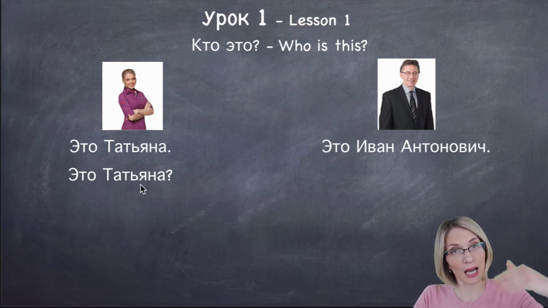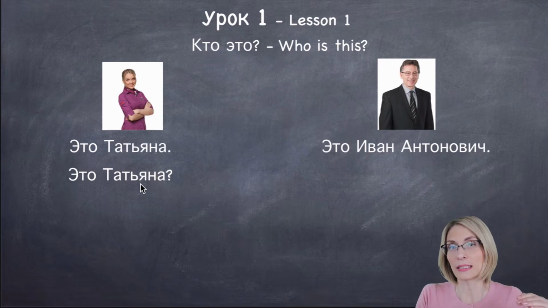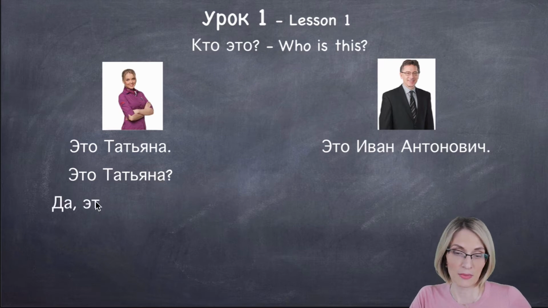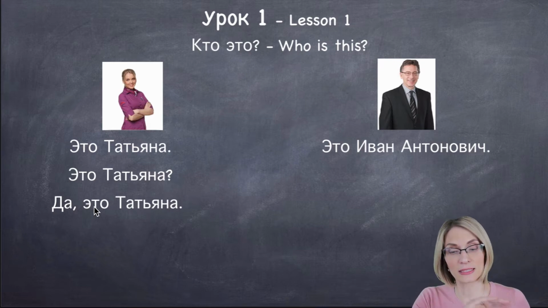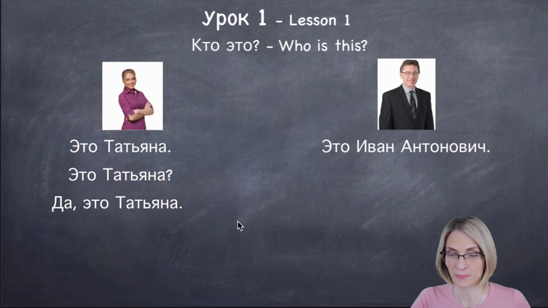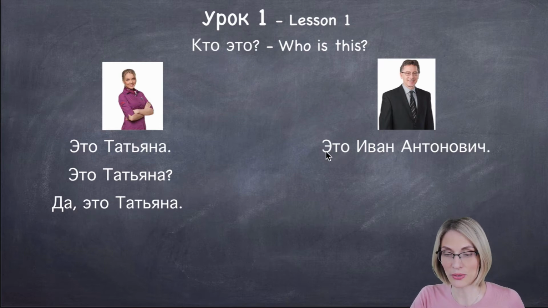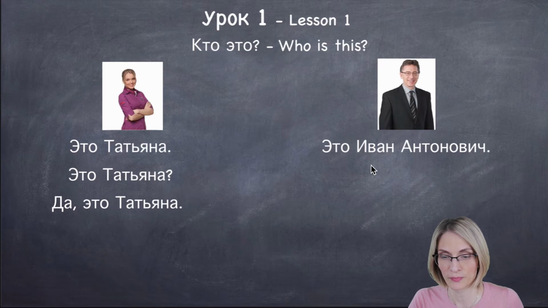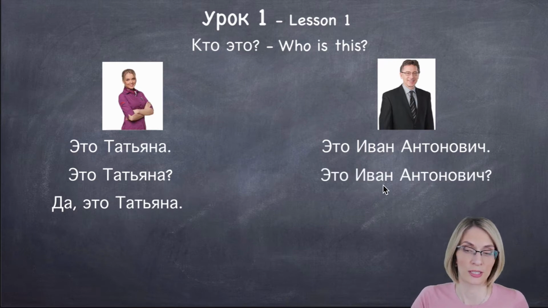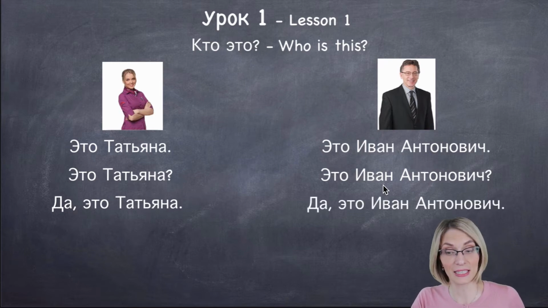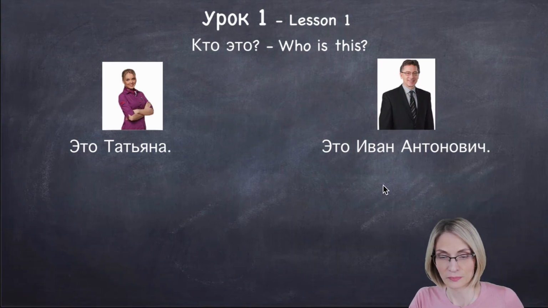Это Татьяна? The answer – да, это Татьяна. Да, это Татьяна. Statement. Now let's ask a question whether this is Иван Антонович. Это Иван Антонович? Да, это Иван Антонович. Good.